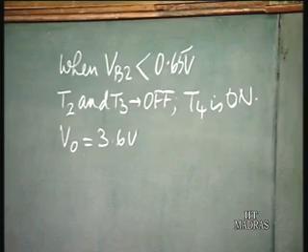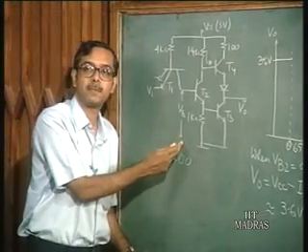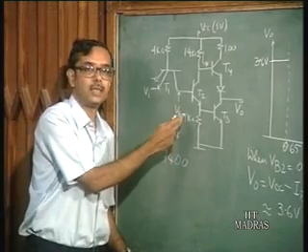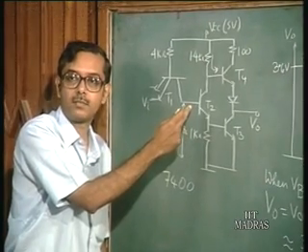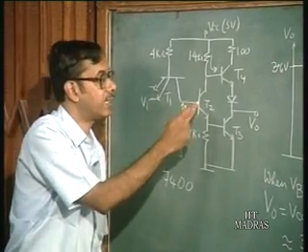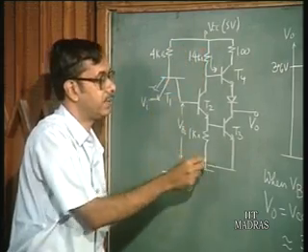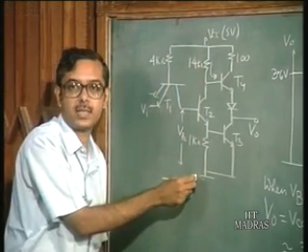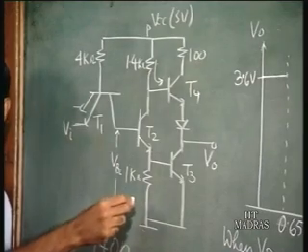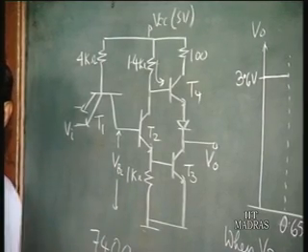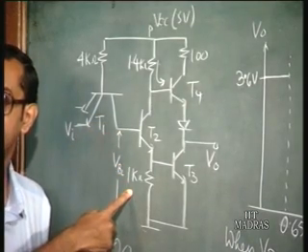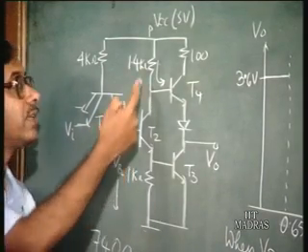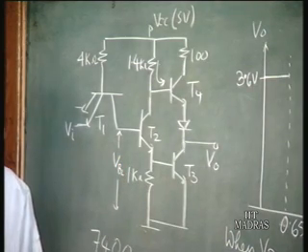Now what happens when VB2 exceeds 0.65 volts? This transistor T2 is going to start conducting. And when T2 starts conducting, this part of the circuit, which I called the phase splitter part, behaves as an amplifier with a gain of minus RC by RE, you know that. So that is 1.4 by 1, that is 1.4.